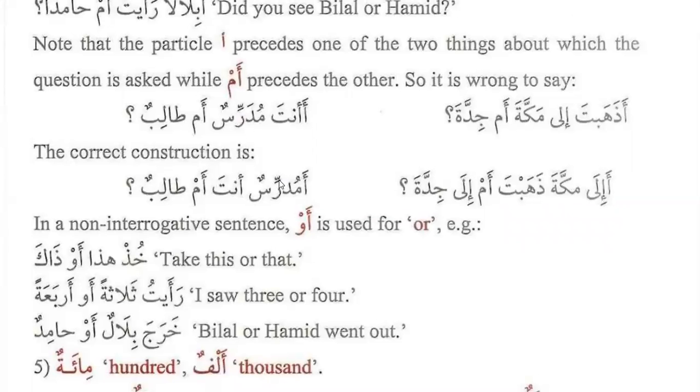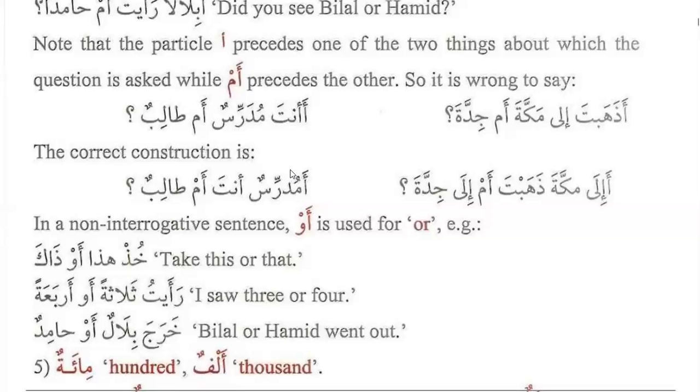Next, in a non-interrogative sentence, أو is used for "or". خذ هذا أو ذاك: Take this or that. رأيت ثلاثة أو أربعة: I saw three or four. خرج بلال أو حامد: Bilal or Hamid went out. What are they telling us here? This is when you're giving choices, not asking a question.